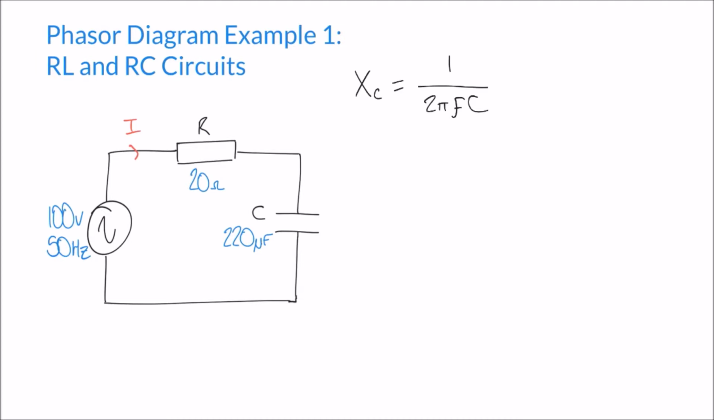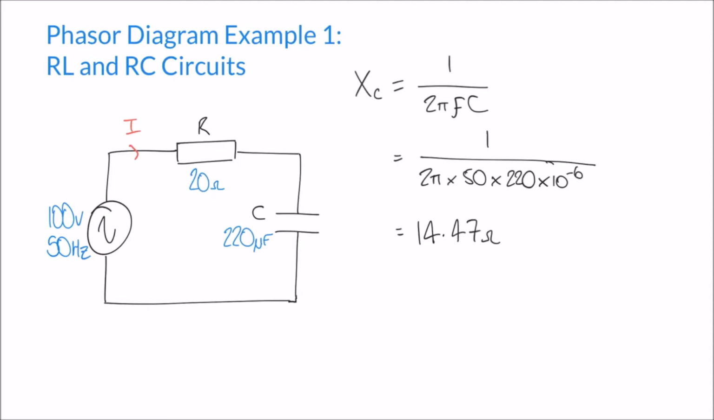fC. And substituting some values in there, we have 1 over 2 pi times 50, the frequency of our supply, times 220 times 10 to the minus 6, because it's in microfarads, and that's going to come out as being 14.47 ohms.